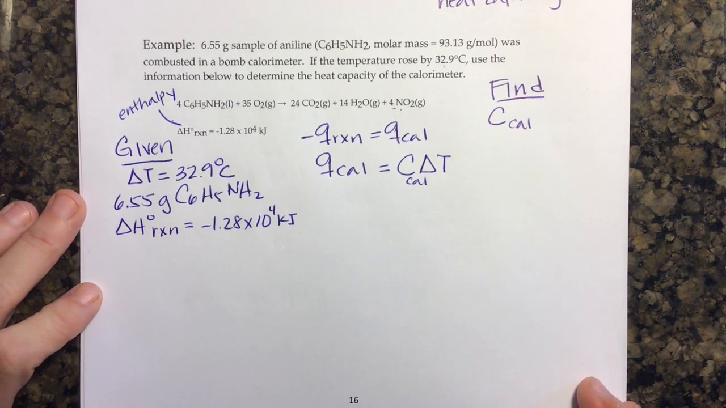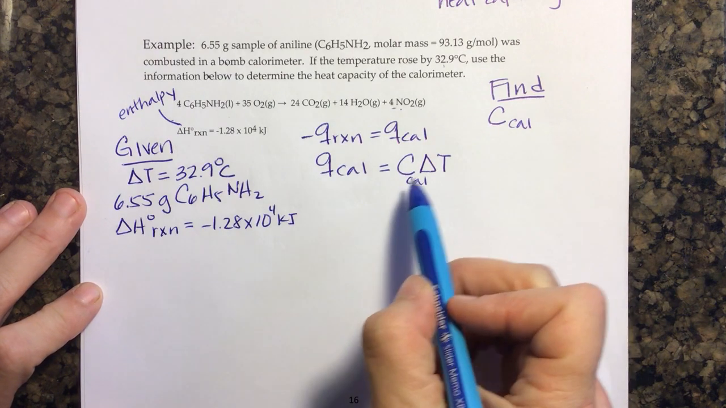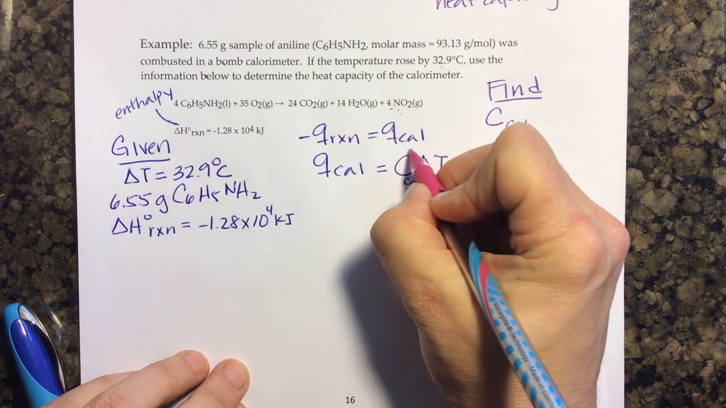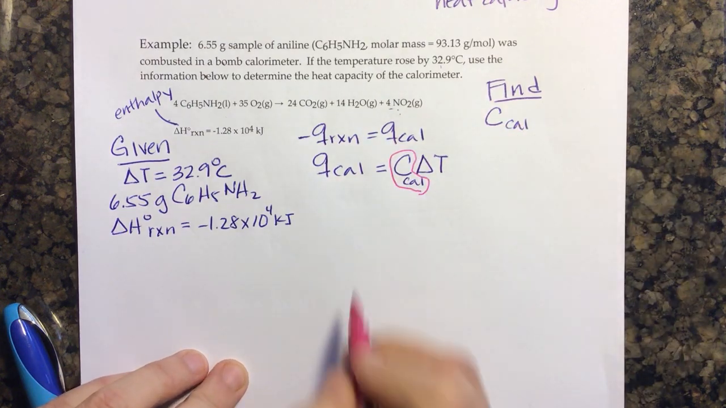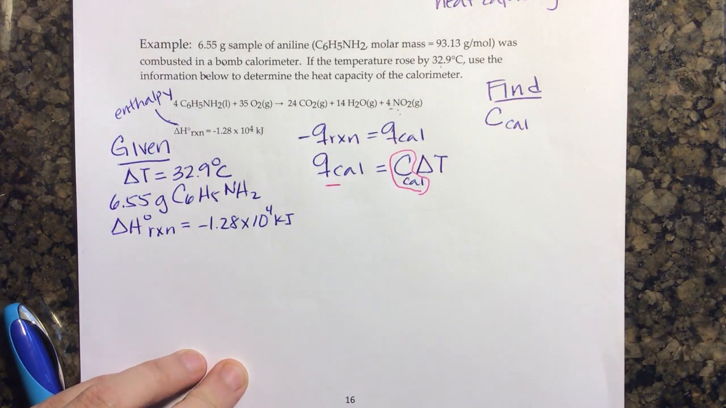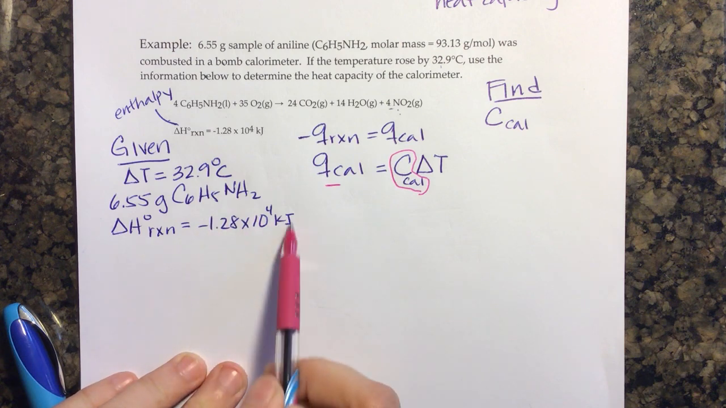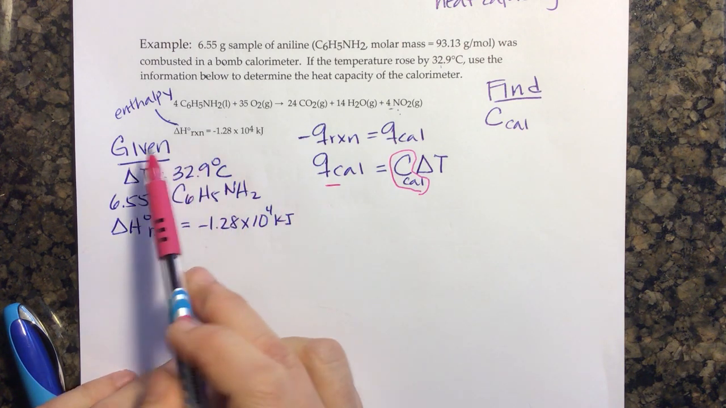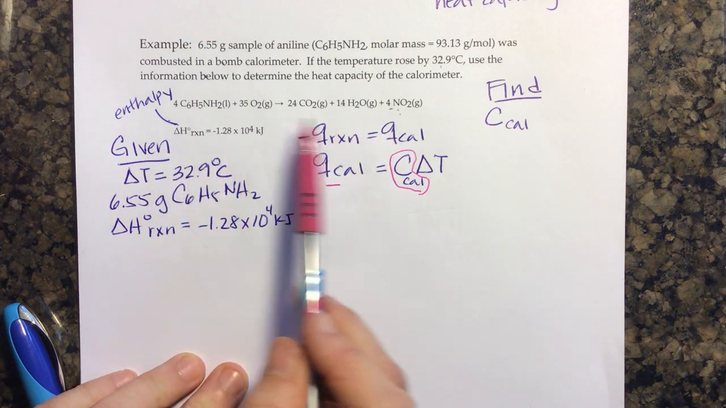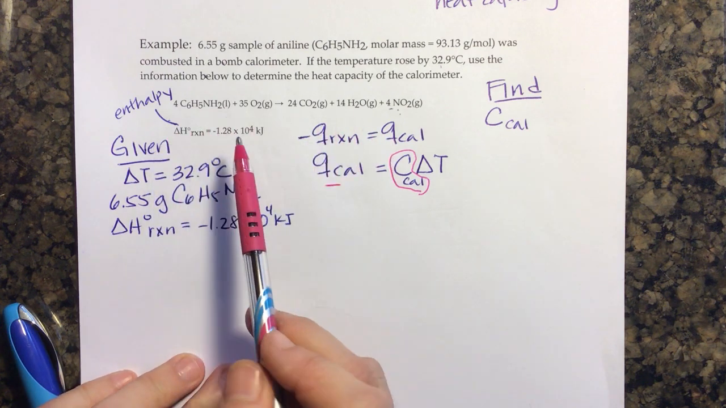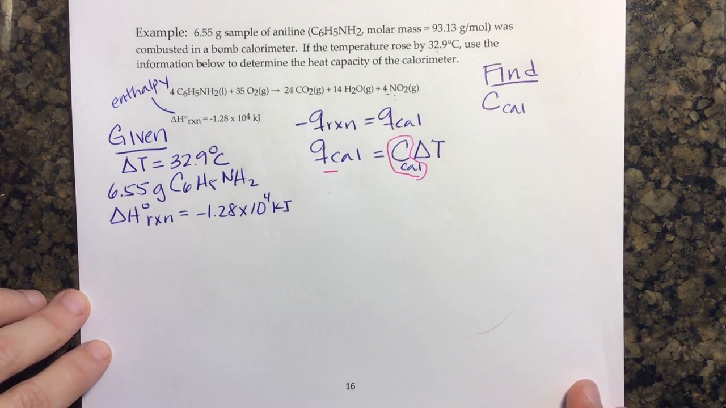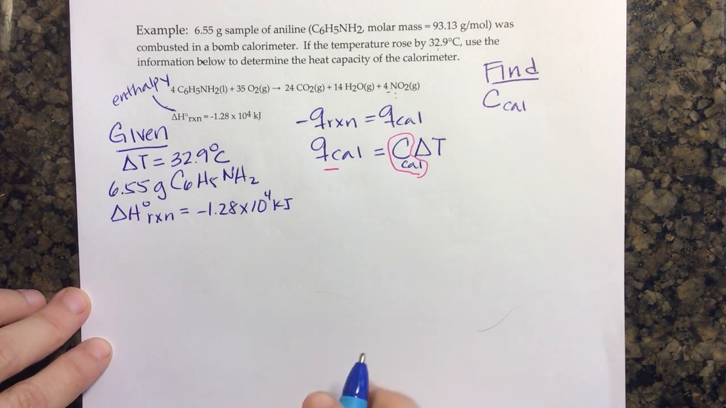So what should we do first? Well, to find our heat capacity, what do I have to know? I have to calculate our heat. Well, our heat of reaction is given here, but I can't just plug that in directly because I have a mole-to-mole relationship between my reactants and products, right? So let's go ahead and look at this first.